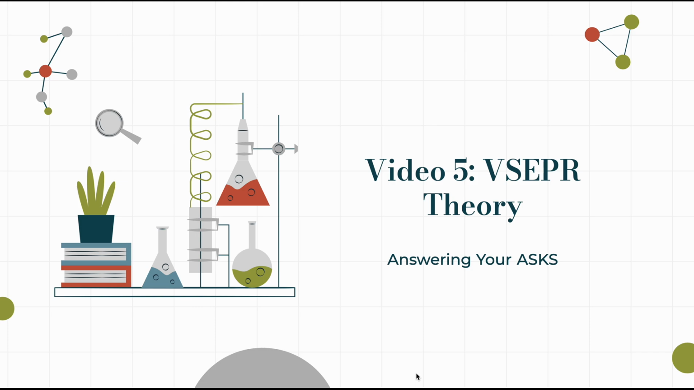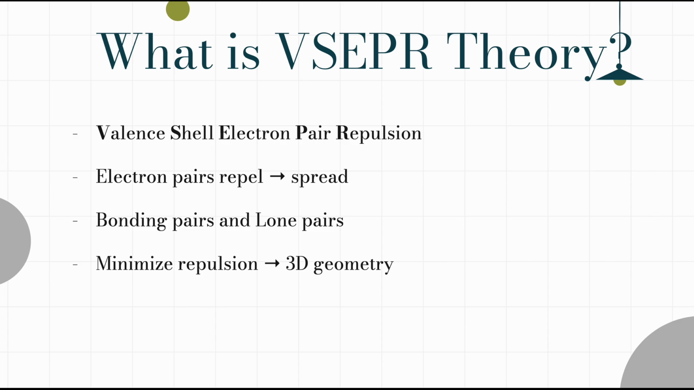First, what is VSEPR theory? VSEPR stands for valence shell electron pair repulsion. This theory helps us predict the 3D shapes of different molecules. It's based on one simple idea: electron pairs will repel each other because they have the same negative charge. To minimize this repulsion, electron pairs are spread out as far as possible around a central atom in 3D space, resulting in a 3D geometry.